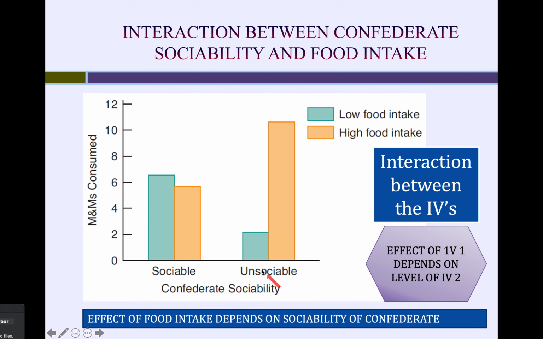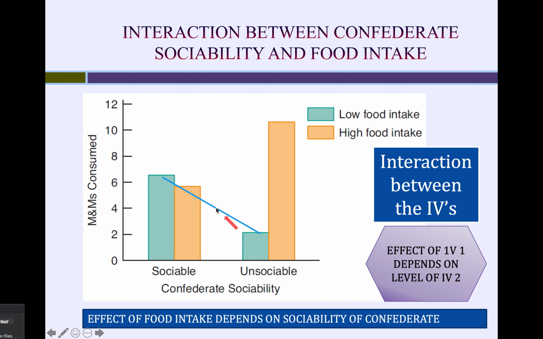However, when you're with an unsociable Confederate who eats low food intake, then you're eating just over 2 M&Ms on average. When you're with an unsociable Confederate who eats a lot of M&Ms, then those participants are eating well over 10 M&Ms. So you can see this interesting interaction.